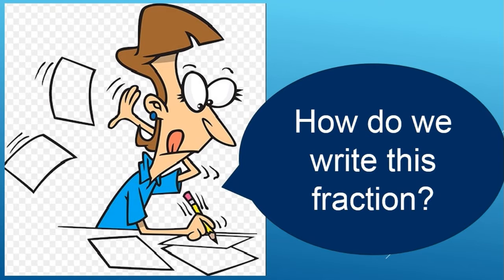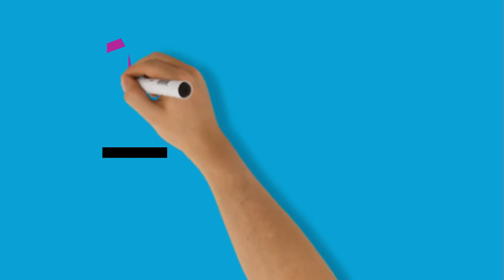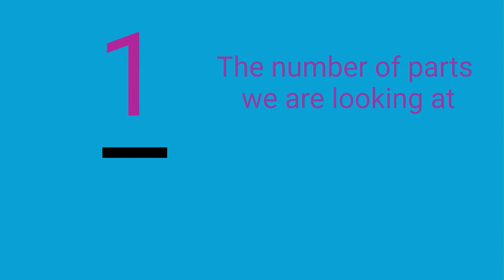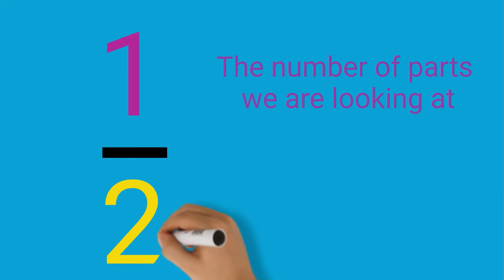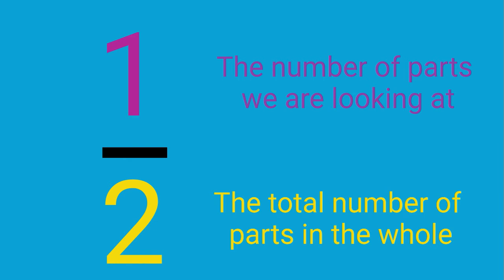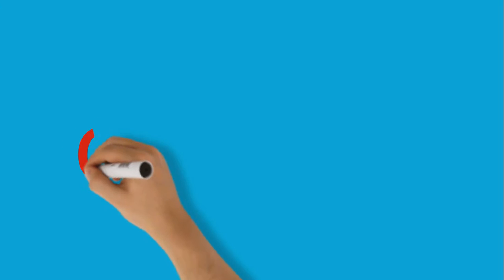Let's learn how to write one half. It can be written in two different ways, using numbers and words. I'll write the number 1 above this line. This represents the number of parts we are looking at. And I'll write the number 2 below the line. This number represents the total number of parts in the whole, or we can use words and write 1 half.